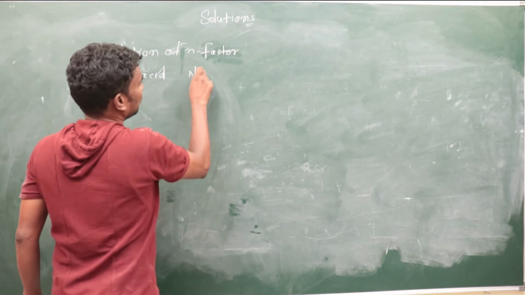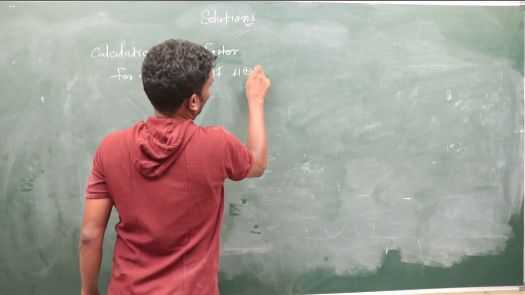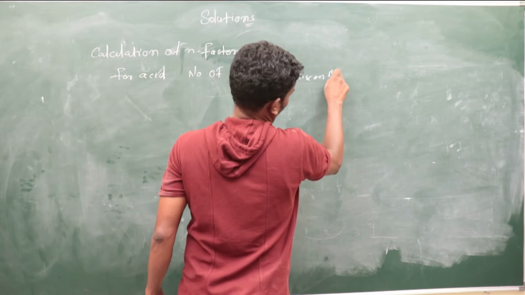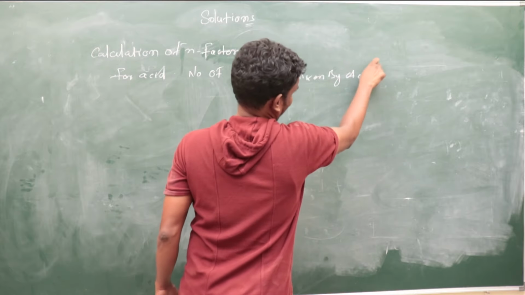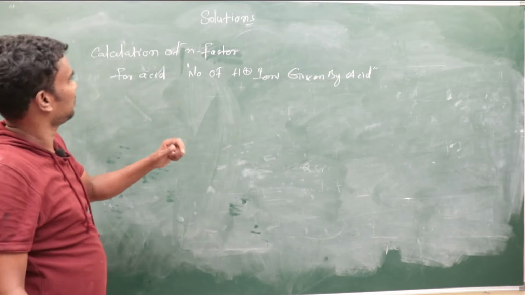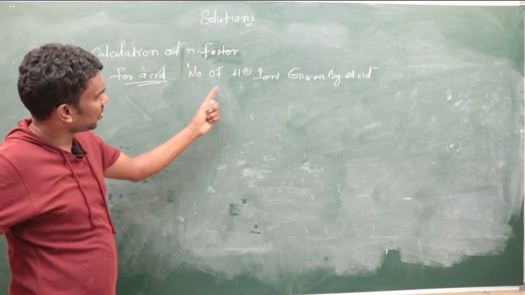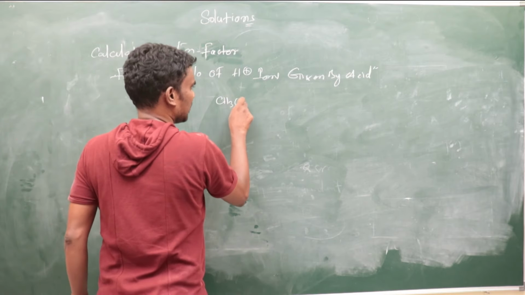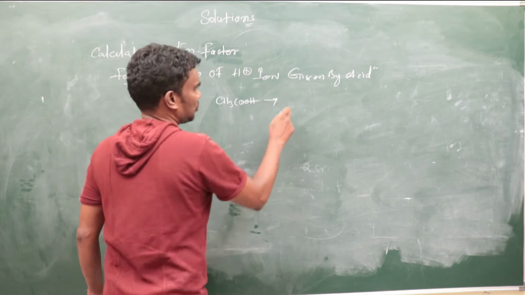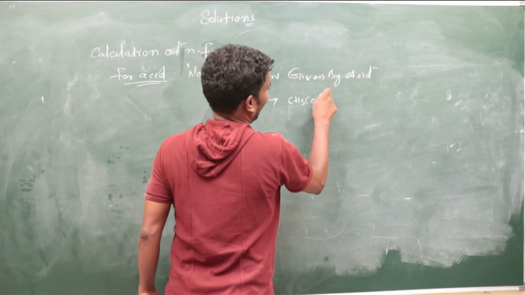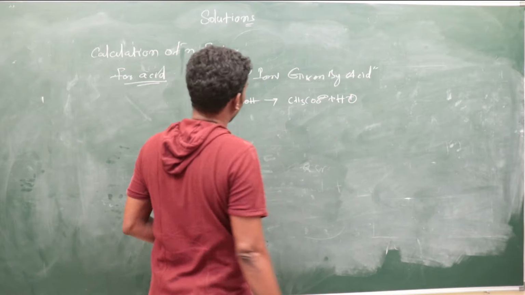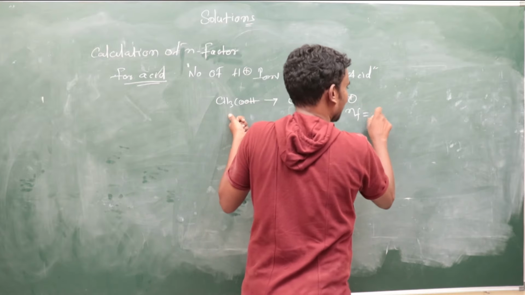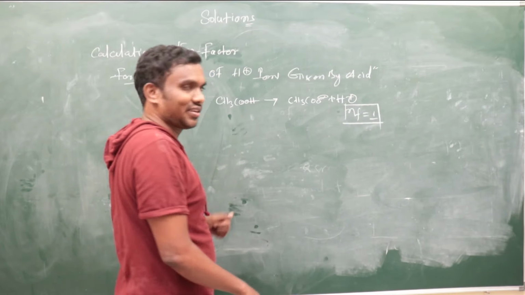The n factor for acids is the number of H plus ions given by the acid. For example, CH3COOH gives CH3COO minus plus H plus. This is acetic acid, and it gives one H plus ion. So what is the n factor? The n factor is 1. This is a weak acid.